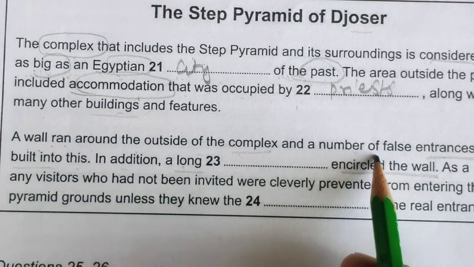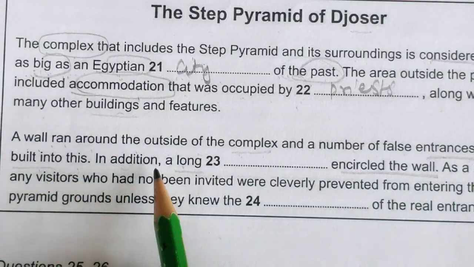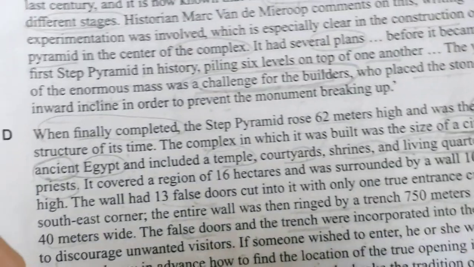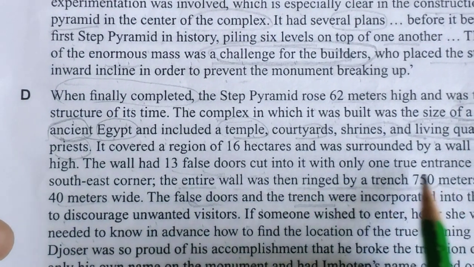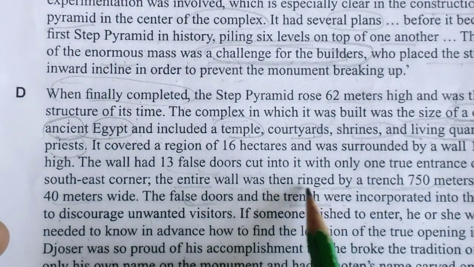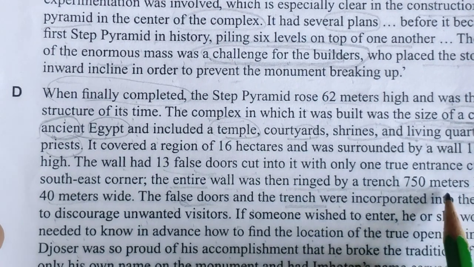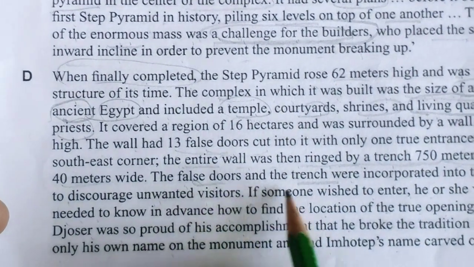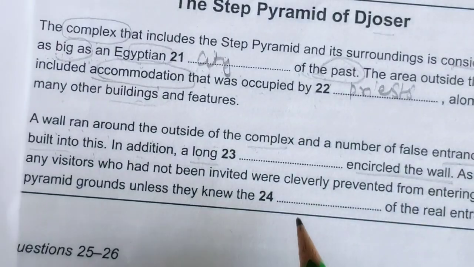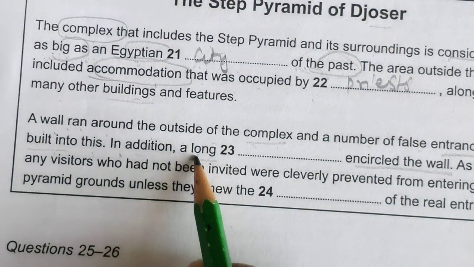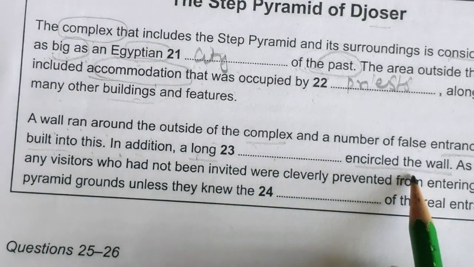A number of false entrances were built. In addition, a long trench. So the wall had false doors they are talking about, cut into. The entire wall was then ringed by a trench meters long, and the false door and the trench were incorporated into the design. Okay, so here, in addition, a long ditch encircled the wall.